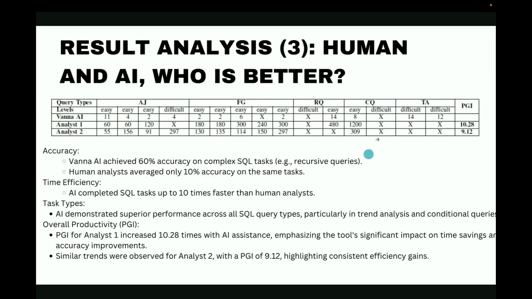For the difficult tasks, humans failed to answer. As you can see in the trend analysis, humans fail to answer some of these SQL queries, but AI can do them, even though it takes a long period of time, 14 seconds to 12 seconds, but it still gives you an answer. Therefore, we can conclude that the AI model can perform very complex SQL queries with much higher accuracy, 10 times to 9 times.